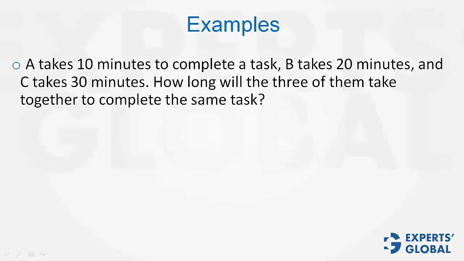Please pause the video, solve it yourself. That's quite straightforward. A takes 10 minutes, B takes 20, and C takes 30. So suppose they will take k minutes to complete the work together. Therefore, k times (1/10 plus 1/20th plus 1/30th) equals 1. Solve it for k. That's a very simple question.